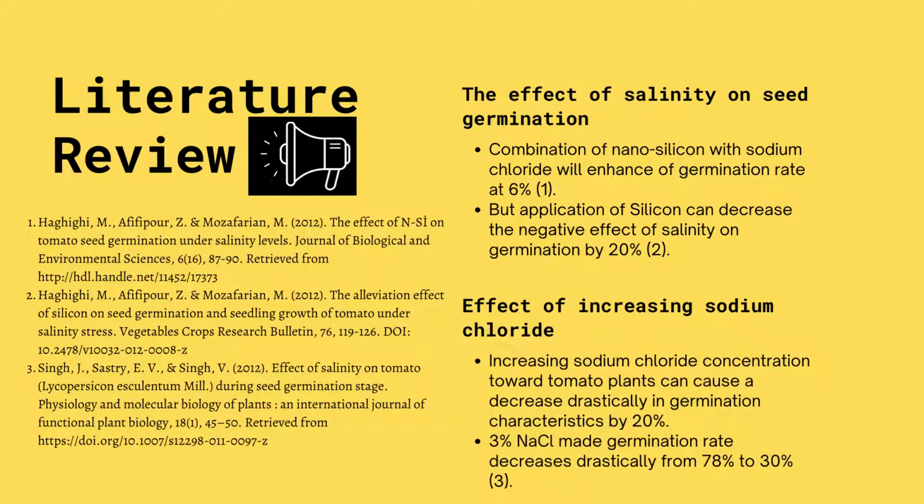Next, the effect of salinity on seed germination. A group of scientists carried out an experiment which said that a combination of nanosilicon with sodium chloride will enhance the germination rate by 6%. Silicon can reduce the negative effect of salinity on germination by 20%. The last topic for the literature review is the effect of increasing sodium chloride. Increasing sodium chloride concentration to a tomato plant can cause a drastic decrease in germination characteristics by 20%. Another group of scientists said that 3% of sodium chloride made the germination rate decrease drastically from 78% to 30%.